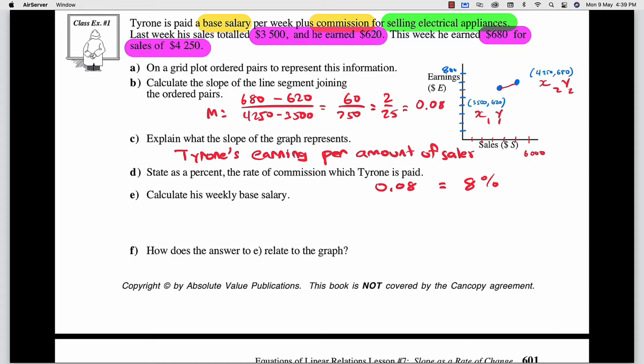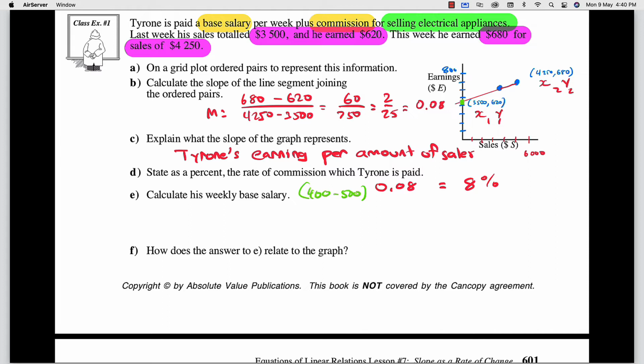Okay, so part E, calculate his weekly base salary. So remember what I said, base salary is how much money he makes for just showing up. Now if I follow this line back here, it should end up somewhere around here crossing the y-axis. There's no way I'm 100% accurate on this, but it should be somewhere between 400 and 500. So I'm guessing 400 to 500 is his base salary, and that is the y-intercept.